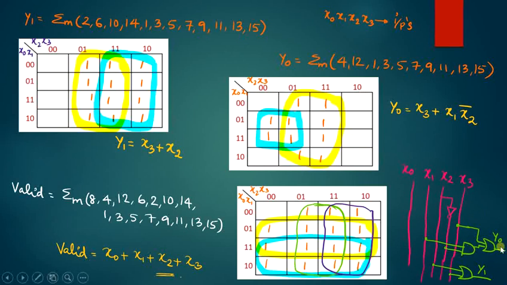So here what I am doing is I am just using the AND gate to represent x1 into x2 bar and a NOT gate because there is a NOT operation, then OR operation to represent y0, and directly I am using an OR operation to represent y1. So if this question is asked, you can also draw the logic diagram.